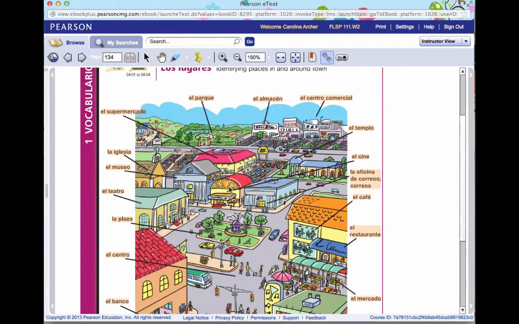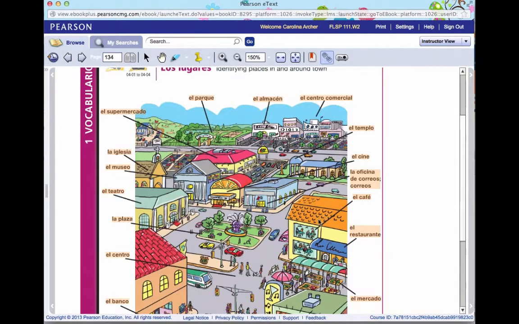Oh, this is the temple. El cine, the movie theater. La oficina de correos, the post office. That is a temple back there. Okay, la oficina de correos, the post office.